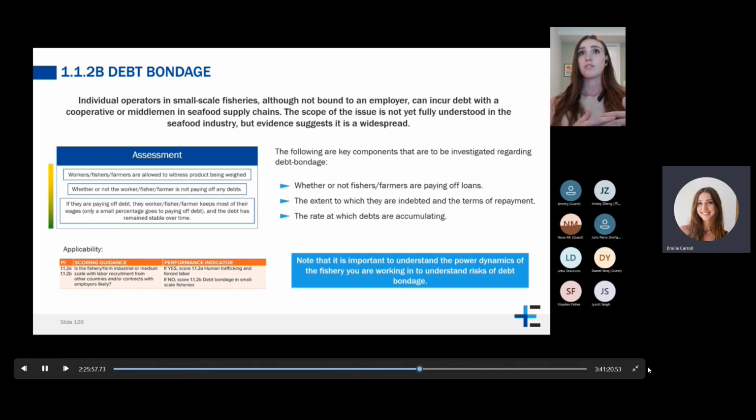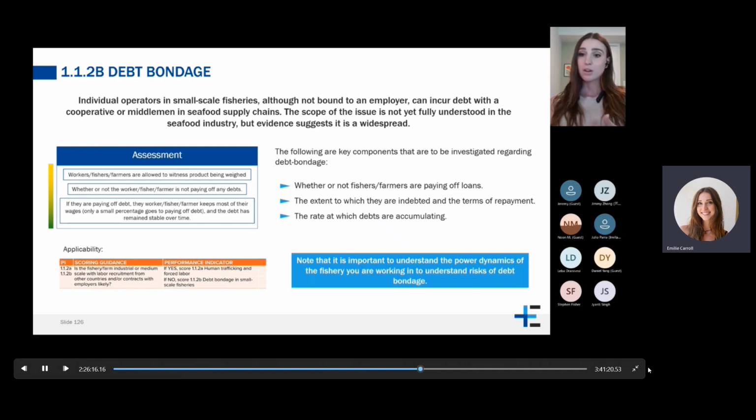So then what you're going to be looking for is the extent to which they are indebted and the terms of repayment. So if they owe an exorbitant amount of money that they'll never hope to pay back, especially at the prices that a middleman or cooperative is offering to them, then that's a really unfair situation and doesn't make a lot of sense.